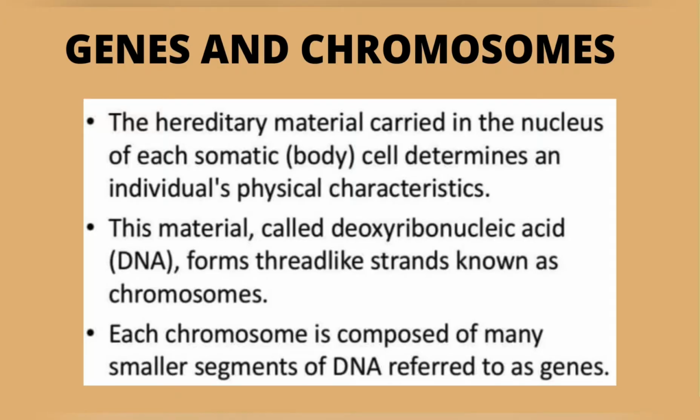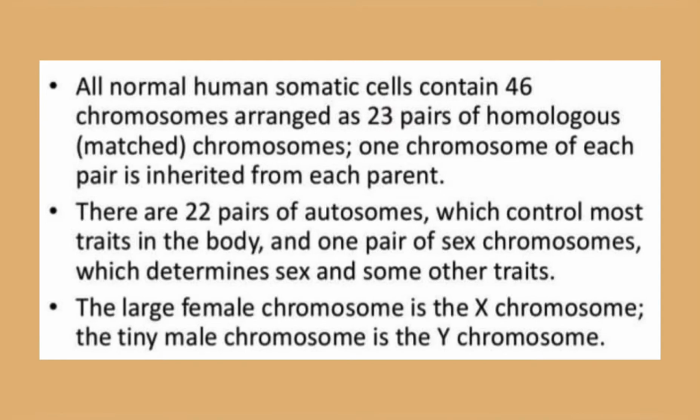Now we will talk about genes and chromosomes. The hereditary material carried in the nucleus of each somatic cell determines an individual's physical characteristics. This material, called deoxyribonucleic acid, DNA, forms thread-like strands known as chromosomes. Each chromosome is composed of many smaller segments of DNA referred to as genes. All normal human somatic cells contain 46 chromosomes arranged as 23 pairs of homologous, or matched, chromosomes.